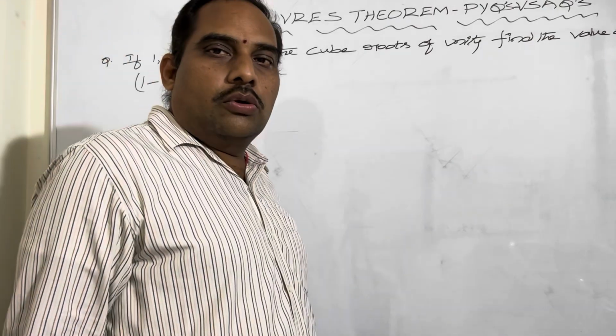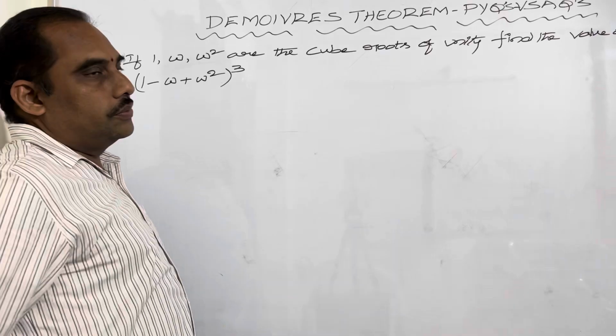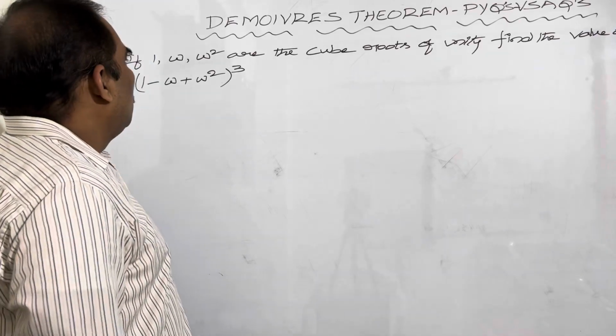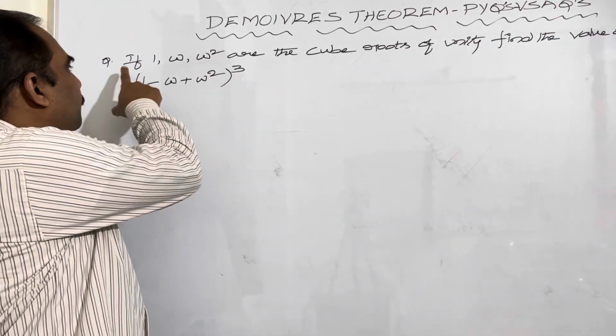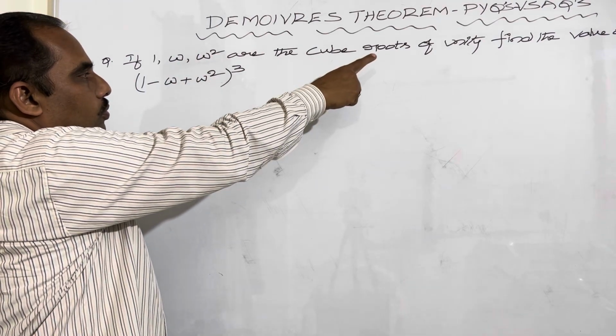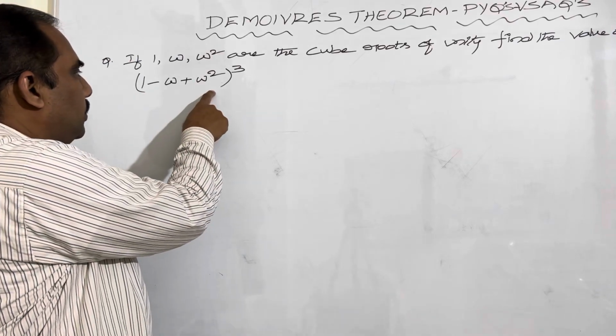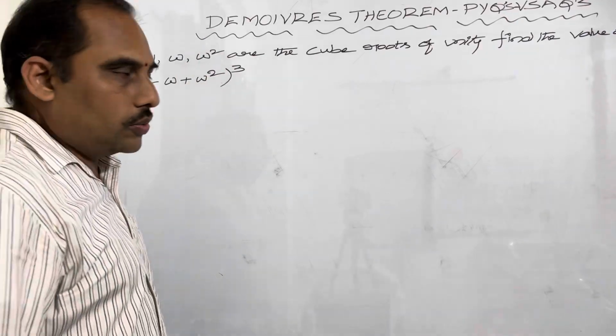In this video, we are going to discuss De Moivre's theorem, PYQs, VSAQs. The question is, if 1, omega, omega square are the cube roots of unity, find the value of (1 minus omega plus omega square) whole cube.